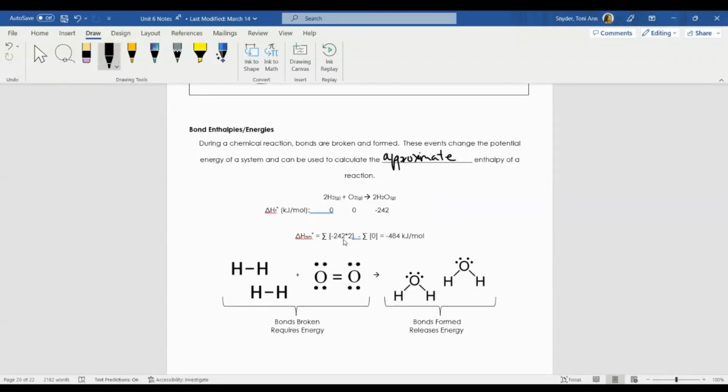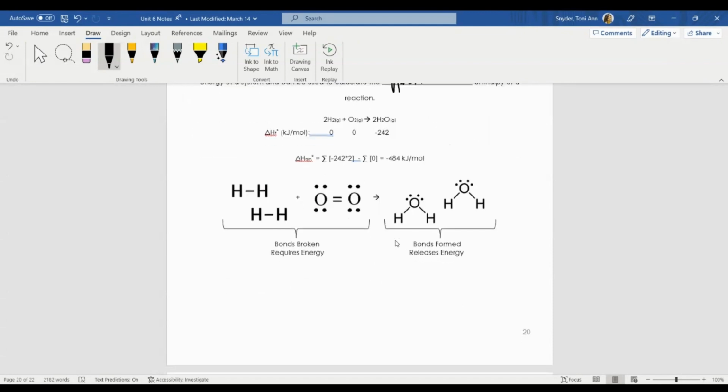So if I take the sum of those products minus the sum of the reactants, I get negative 484 kilojoules per mole. Let's consider what about the energy of the bonds and how does that affect your heat of reaction?